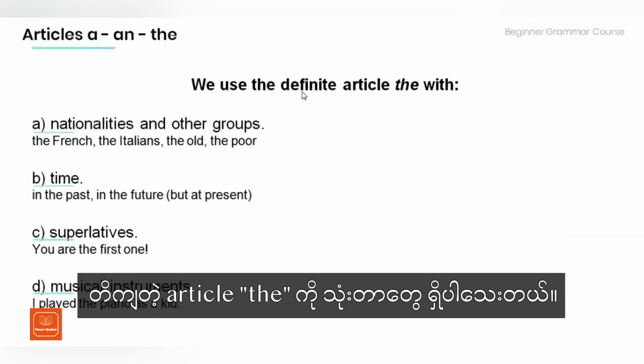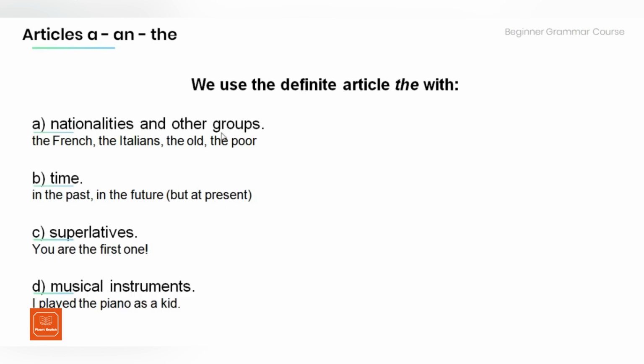Note that we also use the definite article the with, A, nationalities and other groups. For example, the French, the Italian, the old, the poor. B, with time. For example, in the past, in the future, but at present. C, with superlatives. For example, you are the first one. D, musical instruments. I played the piano as a kid.